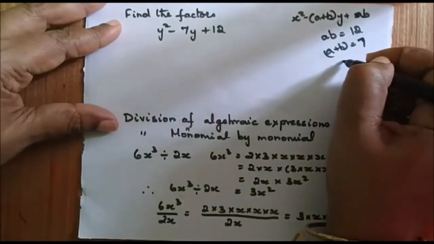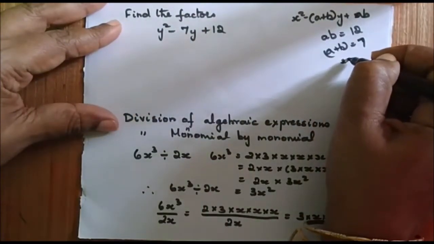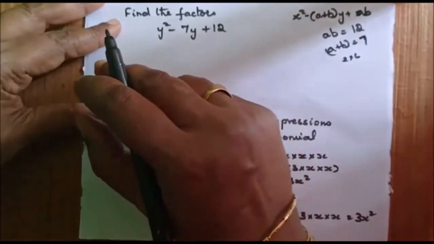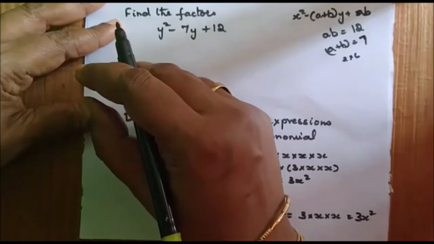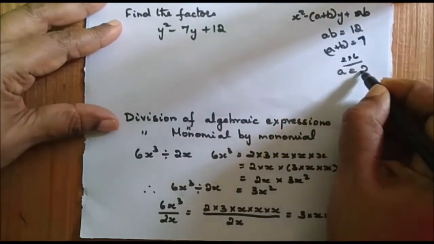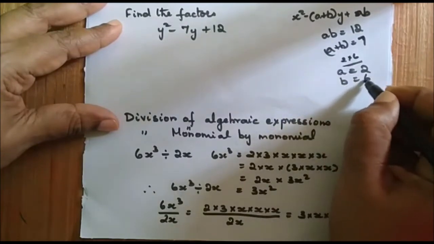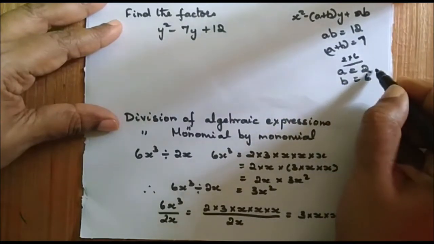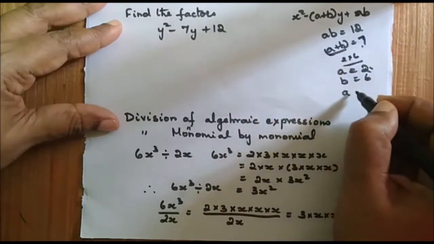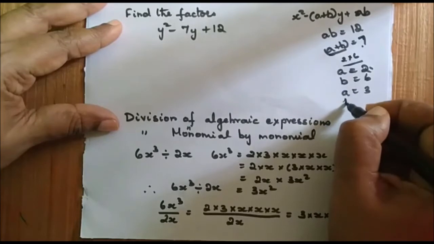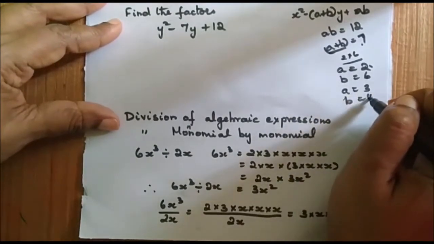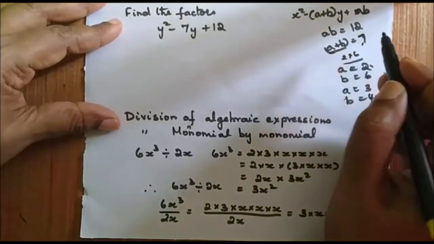First let me take 2 into 6, which is 12. Now if I add 2 plus 6, I will get 8. I will not get 7. So that combination we cannot take. That is, if I take a equals 2 and b equals 6, 2 plus 6 is 8. Yes, but we want 7. So that is not possible. What are the other multiples? 3 and 4 are the other multiples. Now if I add 3 and 4, I get 7, isn't it?